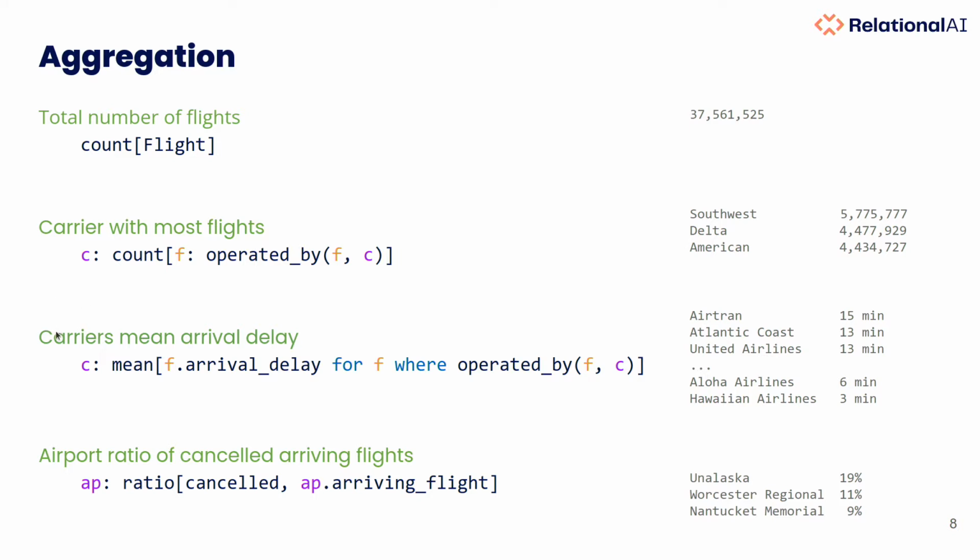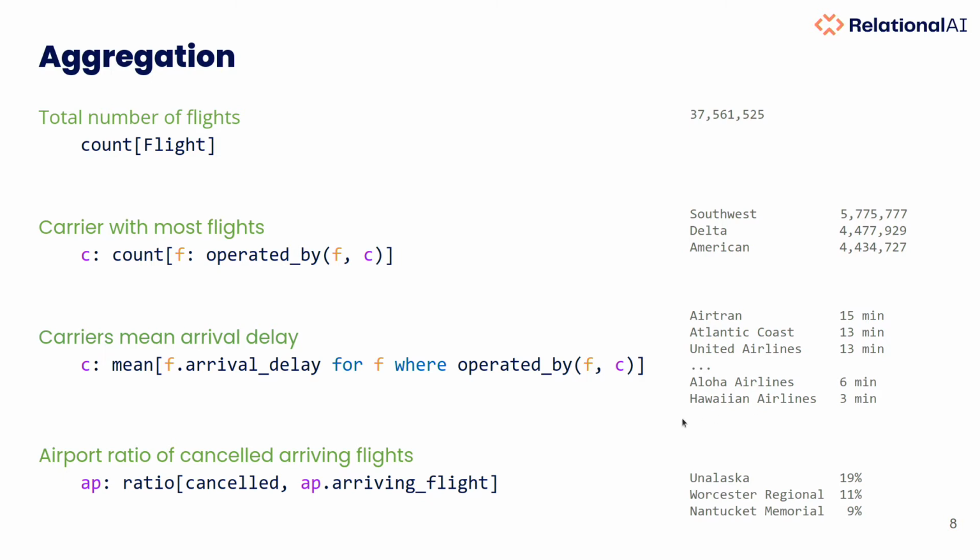We can count for the carrier. We can compute the mean aggregate for the average delay by carrier. So apparently that is AirTran, which is defunct now. Atlantic Coast, which is also defunct. And next is United Airlines. So I think they should be a little bit worried about being next in line here. And apparently Hawaii is great.